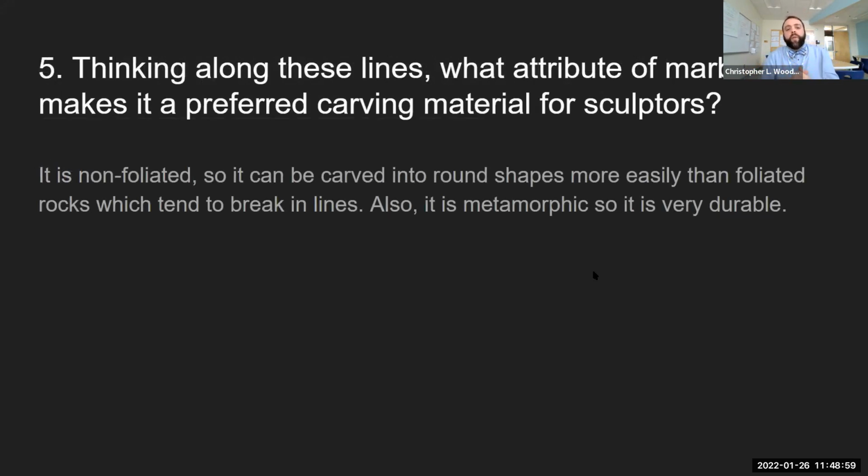All right. So question number 5 was asking why marble would be a preferred carving material for sculptors. There are two main reasons why marble is preferred over other metamorphic rocks like slate. Well, first off, it's non-foliated. Marble is non-foliated, so you can carve it into nice round shapes more easily than foliated rocks, which tend to break along lines. Remember, foliated means leafy. Also, it's metamorphic, so very strong, very durable.